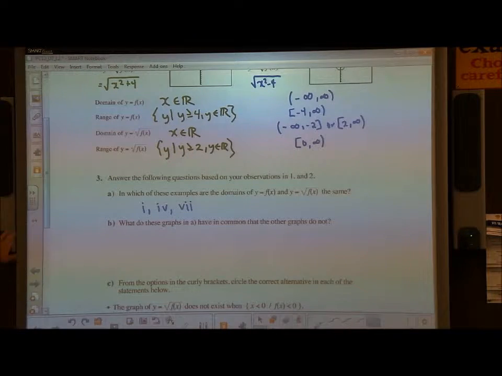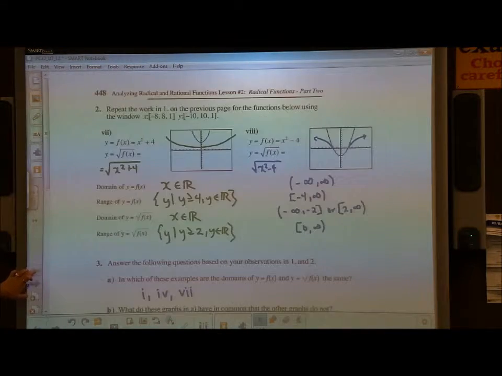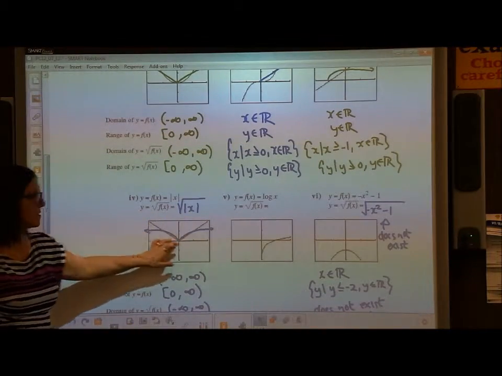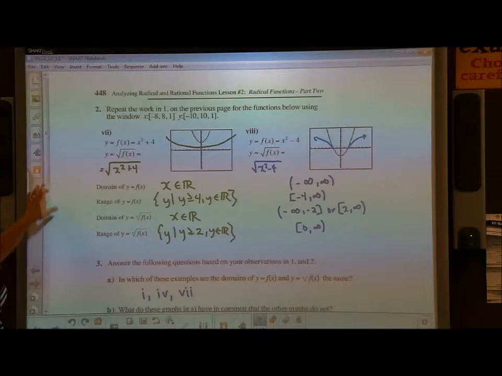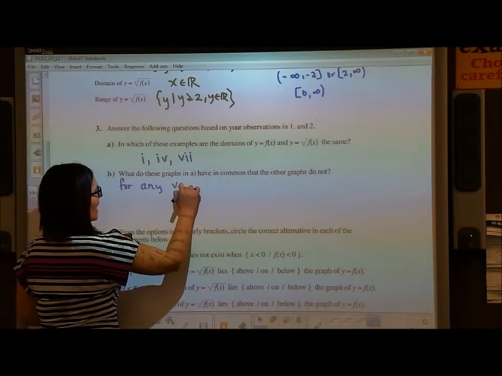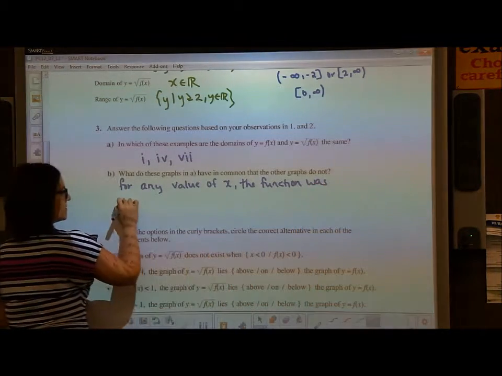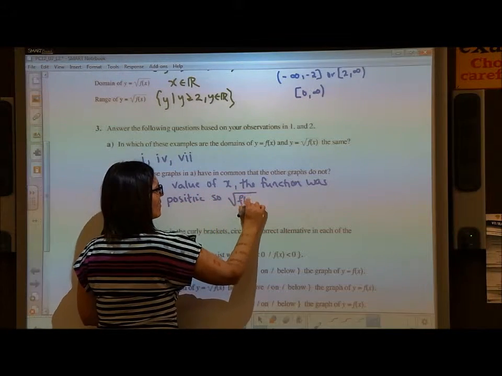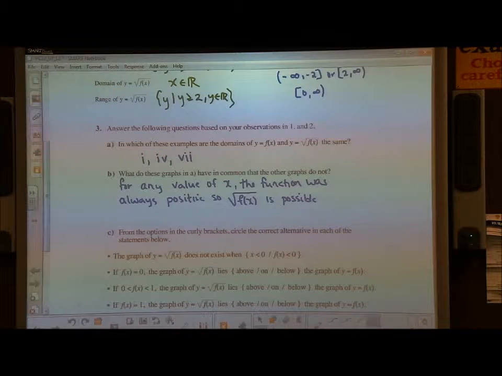So if we look at the graphs, if you look at this graph, the graph is up here. 1 was up here. 4 was up here. So in all of these cases, the graphs occurred above the x-axis, which means that in these cases, for any value of x, the function was always positive. So then the square root of f of x is possible. Remember, in order to take the square root of f of x, I need to have a positive value.